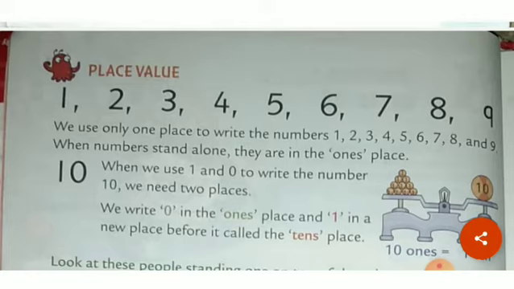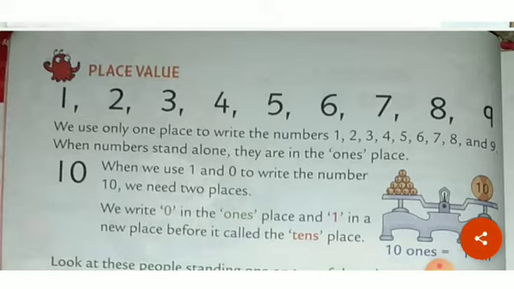The number after 9 is 10. But when we use 1 and 0 to write the number 10, we need two places. We write 0 in the ones place on your right hand side, and 1 in a new place before it, on the left side, called the tens place.